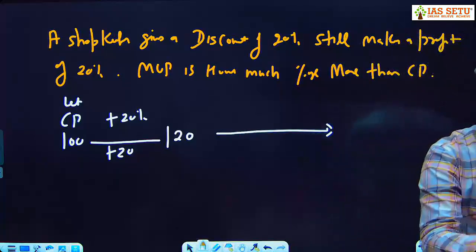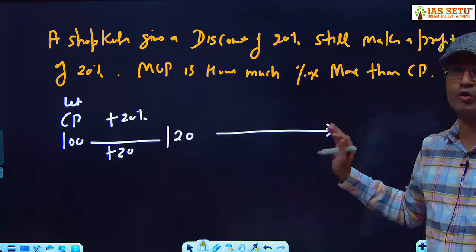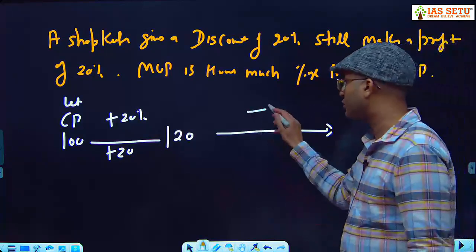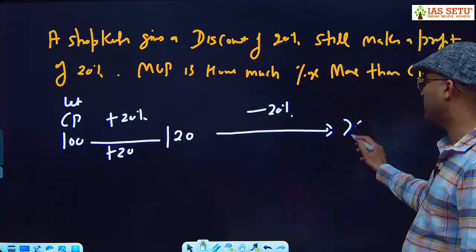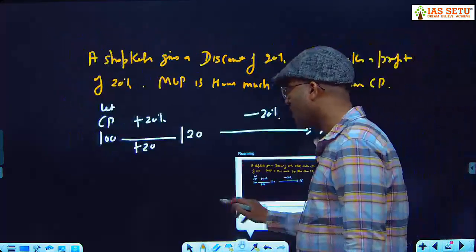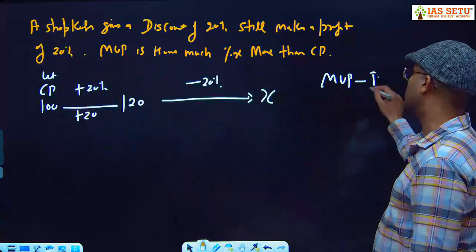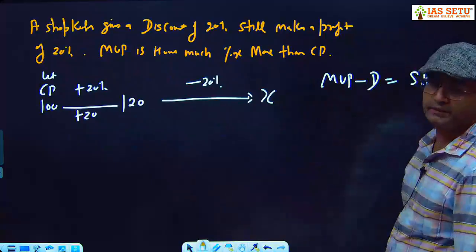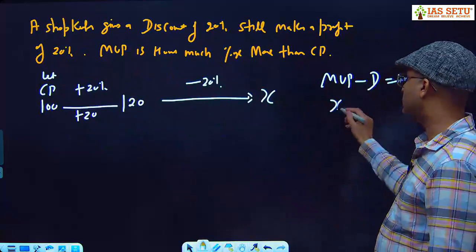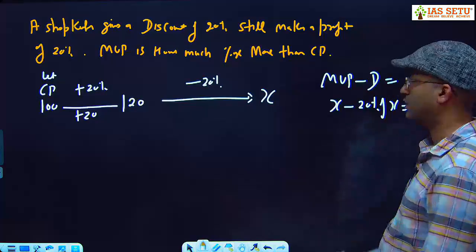उसको चाहिए डिस्काउंट, मुझे चाहिए प्रॉफिट. So I will adjust markup price accordingly. How much discount you need? 20%. I take markup price X. We have to find what is x. And what is our equation? Markup price minus discount is equal to selling price. X minus 20% of x is equal to 120.